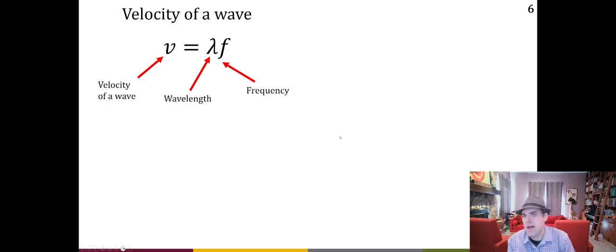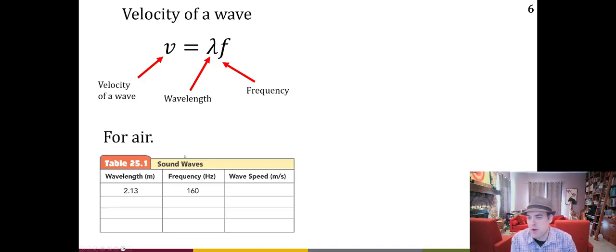All right, what about how fast waves are traveling? We can use this equation. The velocity of the wave is equal to the wavelength, this is the symbol for wavelength, lambda, the Greek symbol, times frequency. So let's look at air. Let's say for a sound wave we emit a frequency of 160 hertz, and then we measure the wavelength of that sound wave to be 2.13 meters. Well, we can multiply these two together, right? Wavelength times frequency gives us wave speed, and we end up with 340 meters per second.